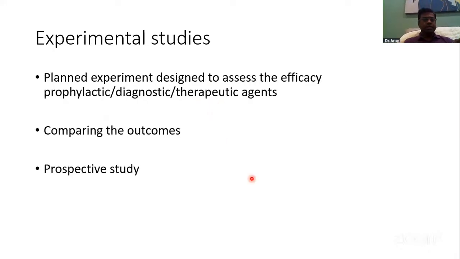Experimental study designs are planned experiments designed to assess the efficacy of any prophylactic drug or diagnostic or therapeutic agents. As already mentioned for this type of analytical study, we will get a comparator group. Even in case control and cohort studies, you will get the comparator group. Here also you will get the comparator group. What is the difference between case control, cohort and experimental? In case control and cohort, the investigator is not going to assign the exposure. In case of experimental studies or RCTs, the investigator is going to assign the exposure. That is the main difference between case control and cohort versus experimental or randomized controlled studies. And this study design is prospective in nature.